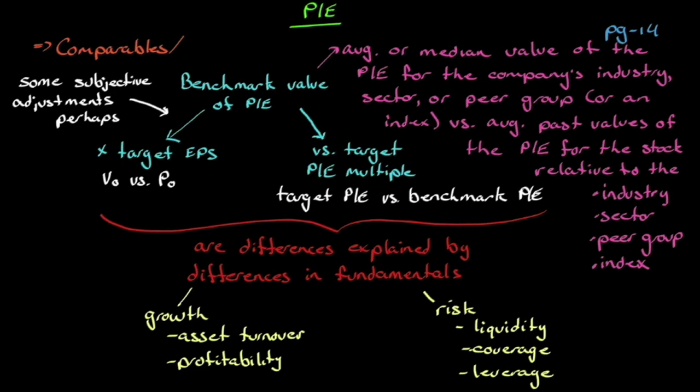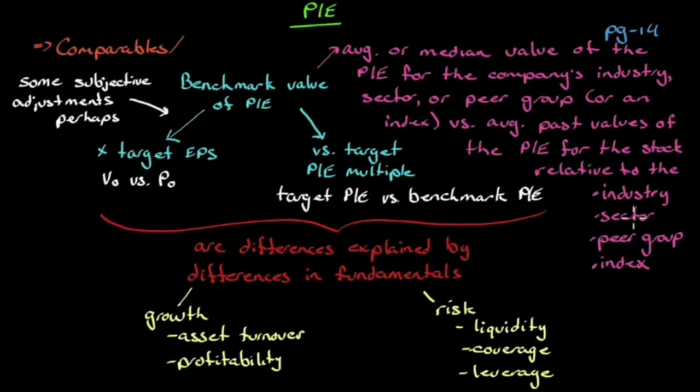So we've seen comparables before. I'm not going to spend a lot of time giving you the background on it. We'll just do it very quickly. A comparable is, what we're doing is we're looking for a benchmark value of the PE or whatever multiple it is. Here it's a PE. So we're looking for a benchmark value. And we get that benchmark value by looking at the average or median value of the PE for the company's industry, the company's sector, or the company's peer group, or even an index. I'll expand more on the index later. But the average or median value for that versus the average past values of the PE for the stock, whatever stock we have in question. And you have to look at it relative to the industry, the sector, the peer group, or the index.